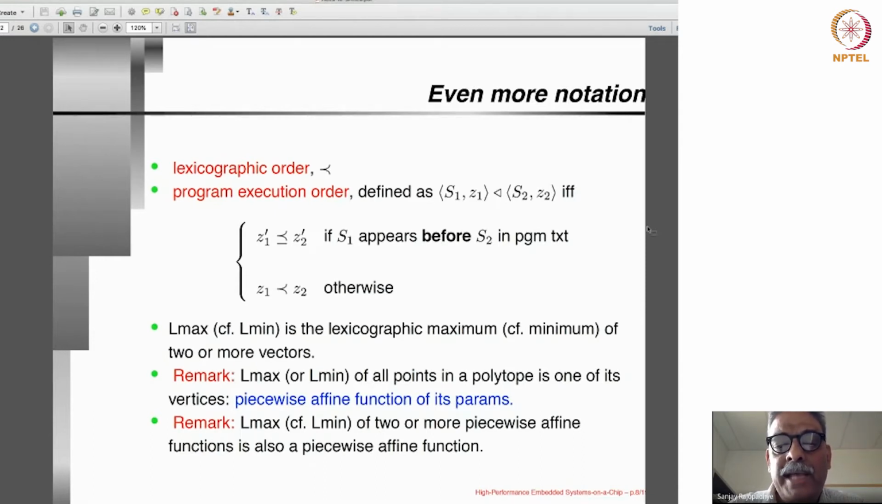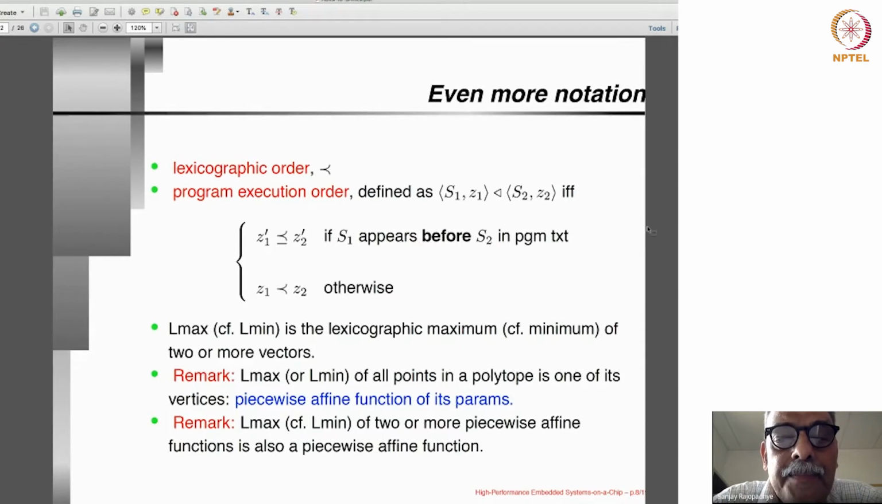Okay, and on the second branch that I have, there's a typo. That also should be Z1 prime and Z2 prime. Okay, if statement S1 appears before S2 in the program text, then the iteration points are less than or equal to in the lexicographic order. Otherwise, Z1 prime should be strictly before Z2 prime in order for the Z1th iteration of statement S1 to be executed before the Z2th iteration of S2.